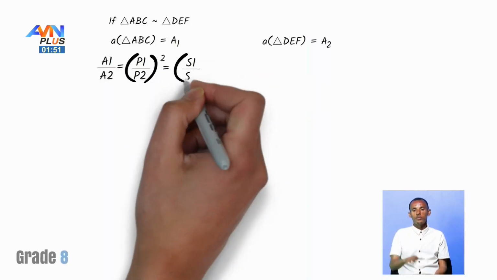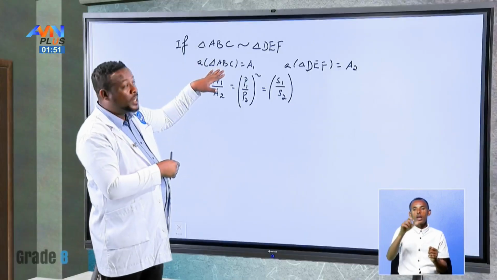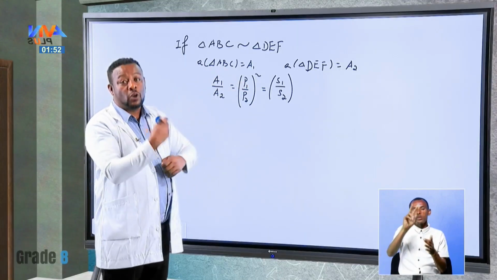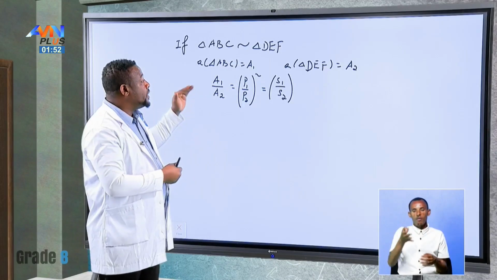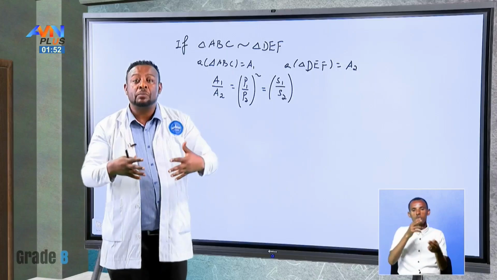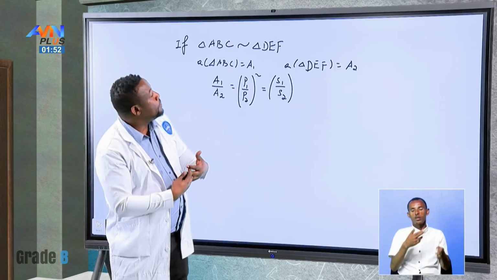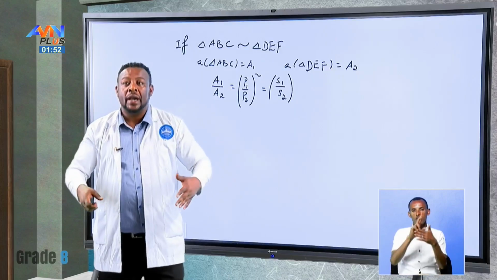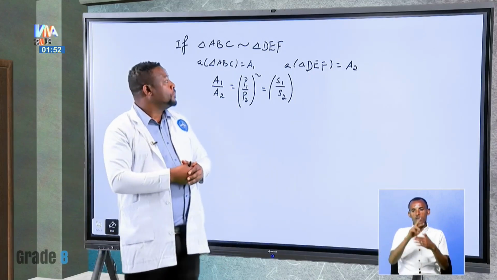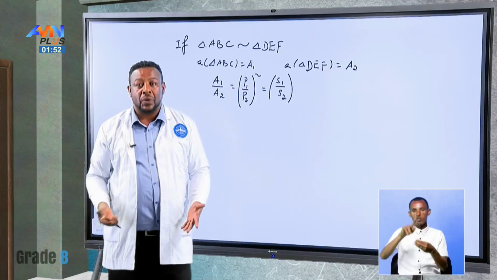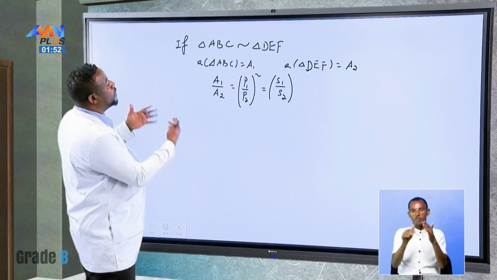S1 by S2, where S1 is one of the sides of triangle ABC and S2 is the corresponding side of triangle DEF. So these relationships are very important to solve problems related to the ratio of areas of similar triangles and the ratios of perimeters of two similar triangles, right? So now let's see some examples related to this topic.